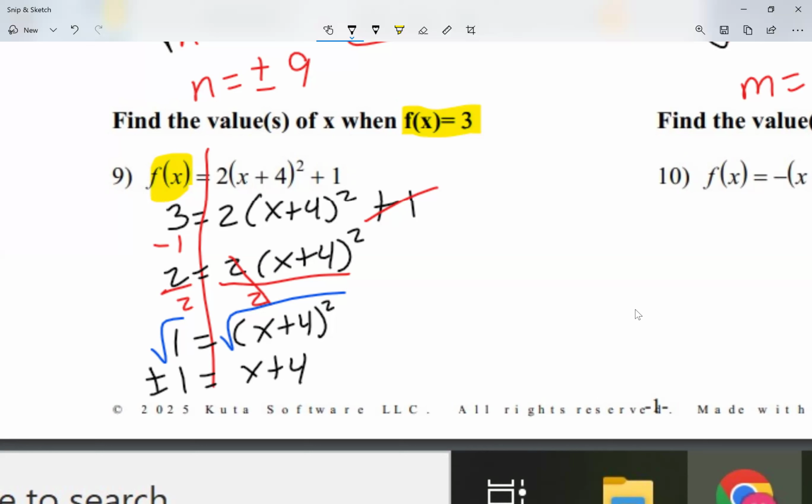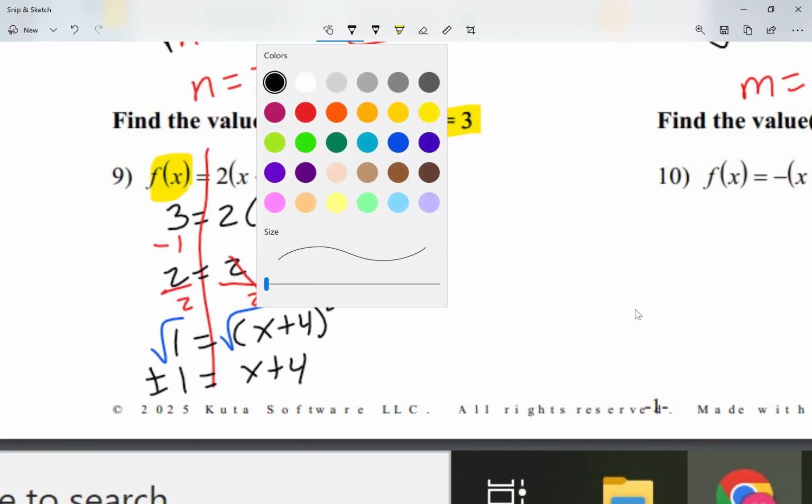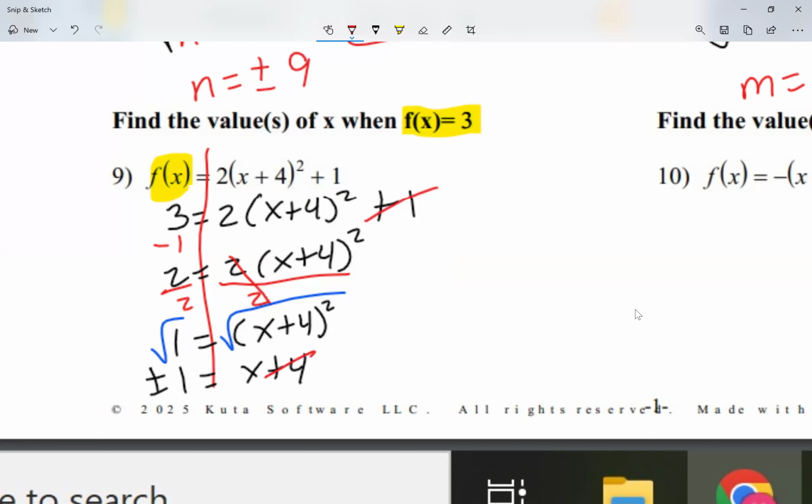Remember how my square root got rid of my squared exponent? That's the reason why I do square roots, to get rid of the exponent. So then, I'm still trying to get the x by itself, so this plus 4, let me move it to this other side. I'm going to move it as a minus 4. Don't forget to switch the sign. So I'm going to write here. I have pretty much most of my answer there. X is equal to negative 4 plus or minus 1. So that means I'm going to get 2 answers.